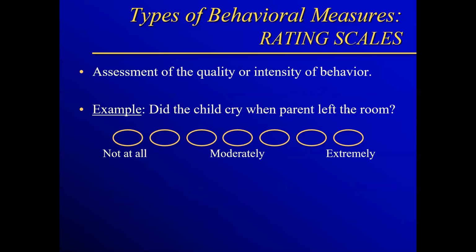Oh, and then finally, the last type that we're going to go over is you could use a rating scale for behavior. This is typically done if you're trying to assess the quality or the intensity of that behavior. So for example, did the child cry when the parent left the room? On a scale, I think, of let's say 1 to 7, from 1, not at all, to 7, extremely. So really intense, whatever behavior that you're measuring. So you can use rating scales as well when measuring behaviors.